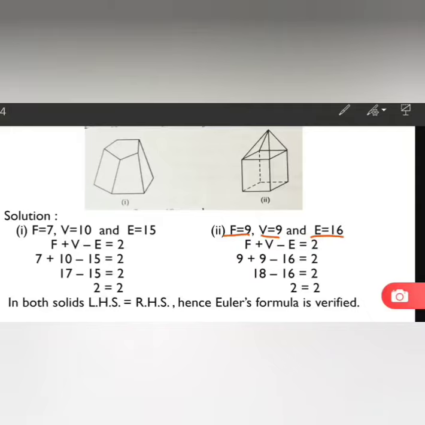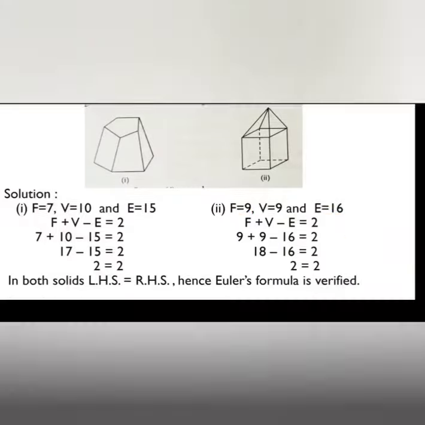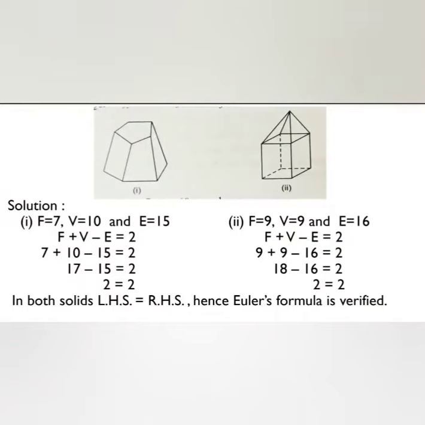Now let's insert the numbers and check whether it is verified, whether left hand side is equal to right hand side. For that we use Euler's formula, F plus V minus E equal to 2. Now we put the value of number of faces with vertices and edges, that is 9 plus 9 minus 16 equal to 2. That is 9 plus 9 is 18. So 18 minus 16 equal to 2. That is 2 equal to 2.